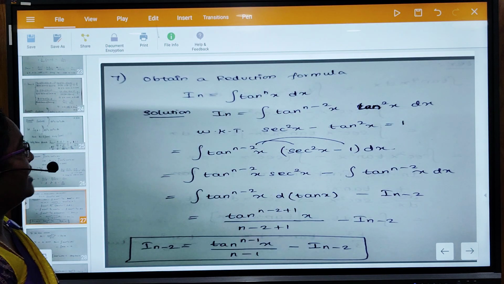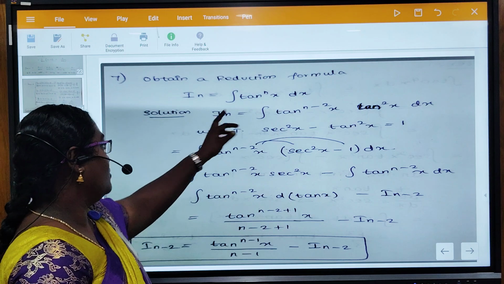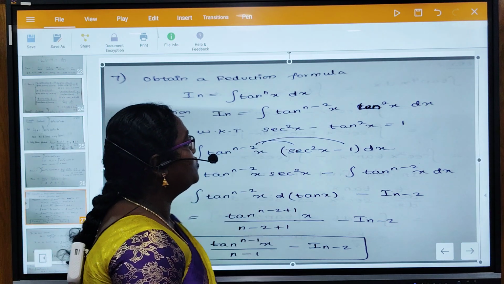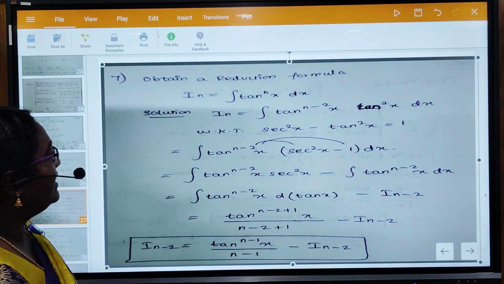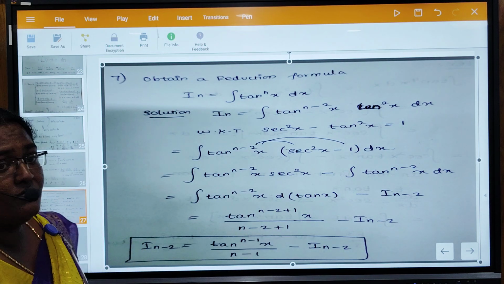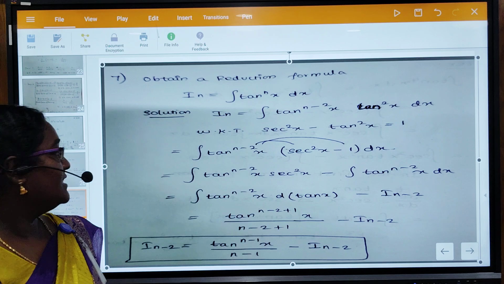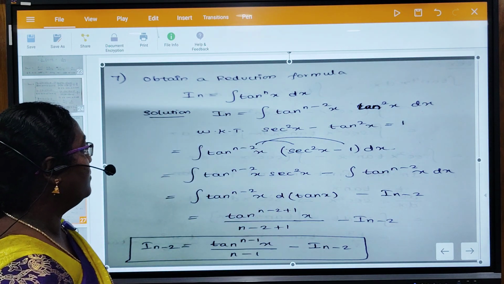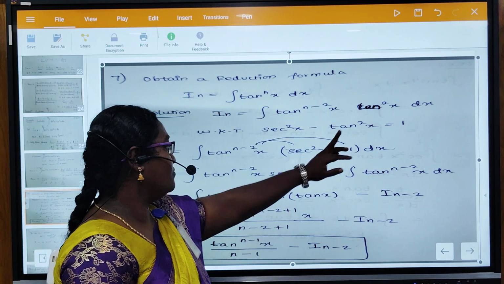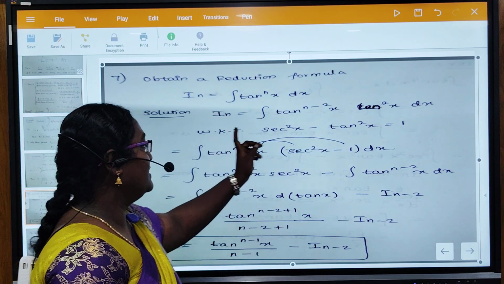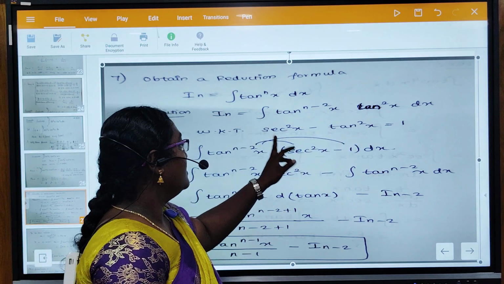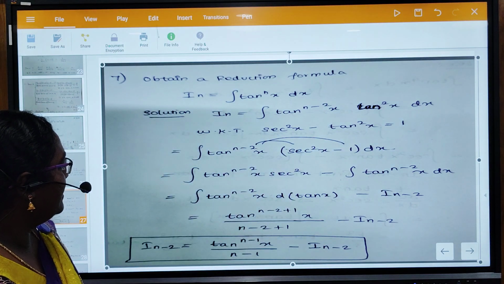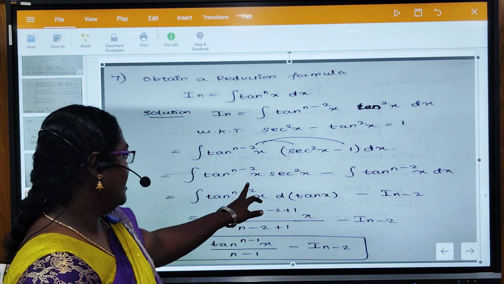So this is the formula for tan power n. This tan power n can be split as tan power n minus 2 x into tan square x. Why is it split as tan square x? Because we have the basic trigonometric formula: secant square x minus tan square x is equal to 1. I am splitting in powers of 2. So here this tan square x can be written as secant square x minus 1. I am taking this inside, so you will have this.